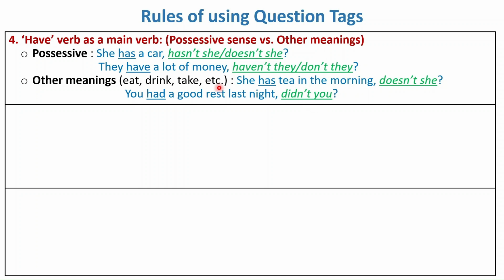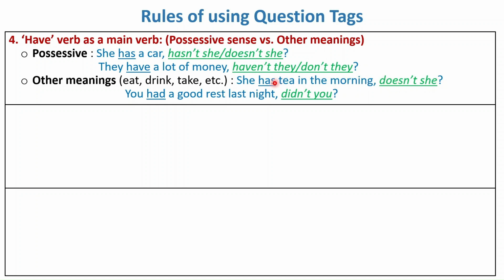For example, she has tea in the morning. In this sentence, this word has means drinks. She drinks tea in the morning. There is no possessive sense here. Therefore, we cannot repeat this verb in question tag. We cannot say hasn't she here. She has tea in the morning, doesn't she?